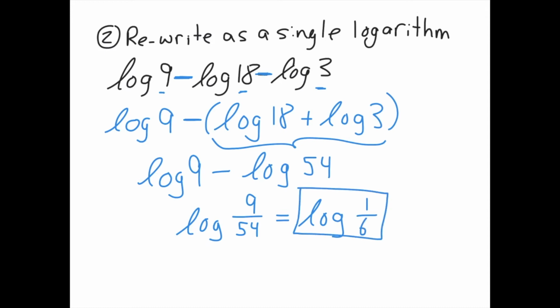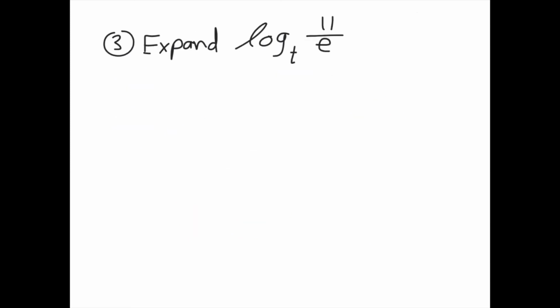And that is our final answer. So notice that we factored out the negative sign at the beginning so that we could do the product rule on these second two, and then we could build our answer.